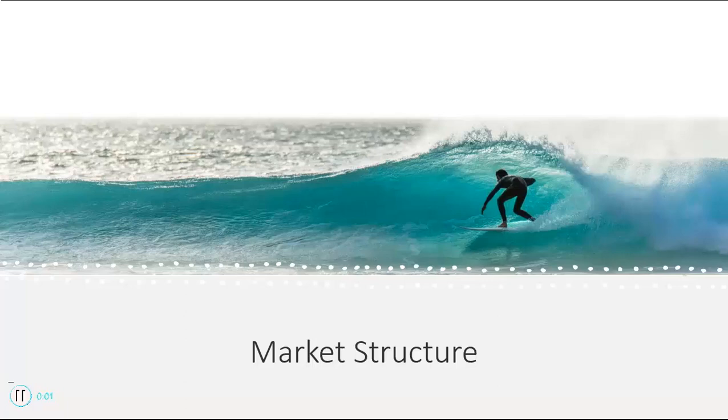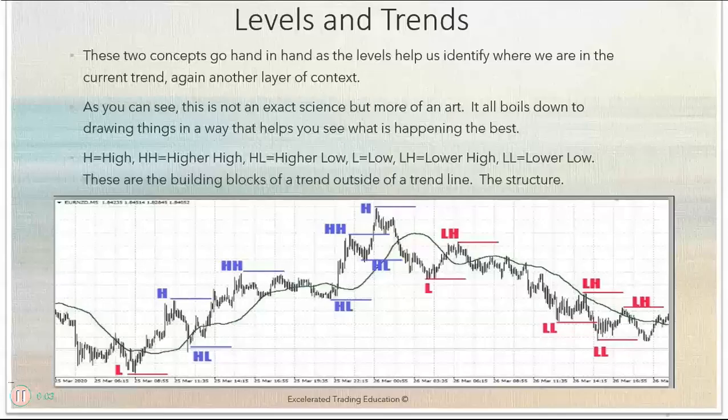All right, market structure. Levels and trends. These two concepts go hand in hand, as the levels help us identify where we are in the current trend. Again, another layer of context. As you can see, this is not an exact science, but more of an art, and it all boils down to drawing things in a way that helps you see what is happening the best.